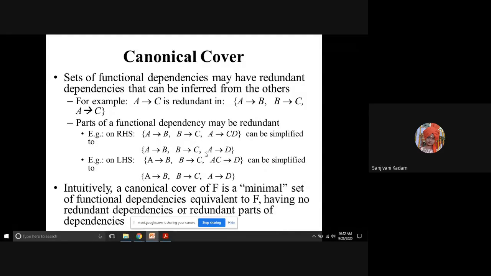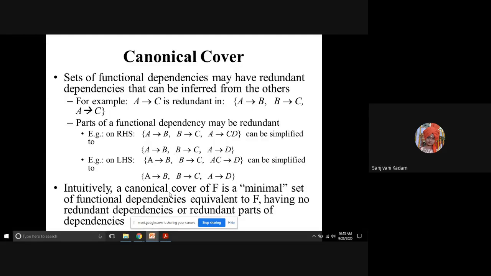This is regarding the right hand side, but there can be redundancy on the left hand side also. Just like if I say A gives B, B gives C, and AC gives D. By these two functional dependencies, we know that the C attribute is also dependent on A. Then we can remove the C here, and that's why we will add only a single dependency, that is A gives D. So here we are having C extra on the left hand side, and C extra on the right hand side.